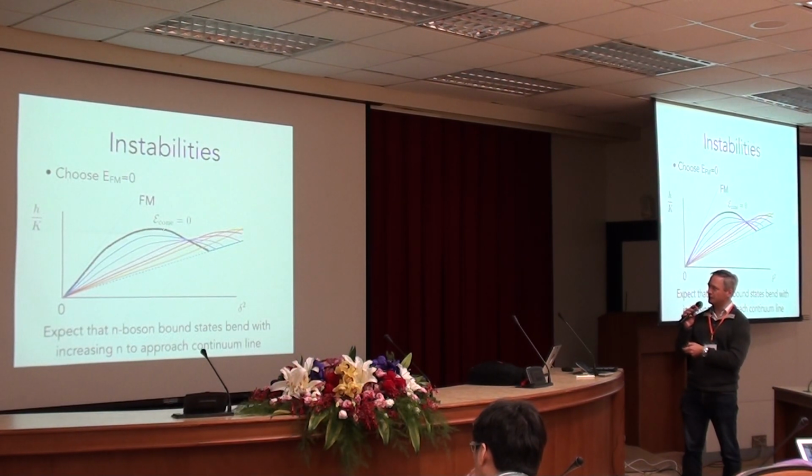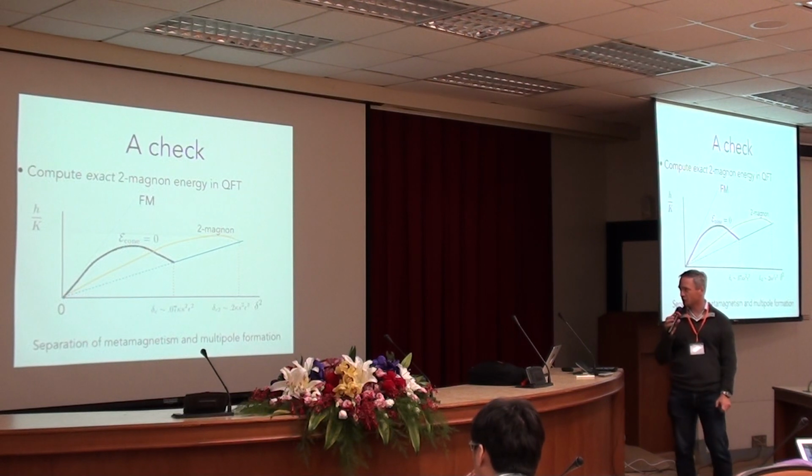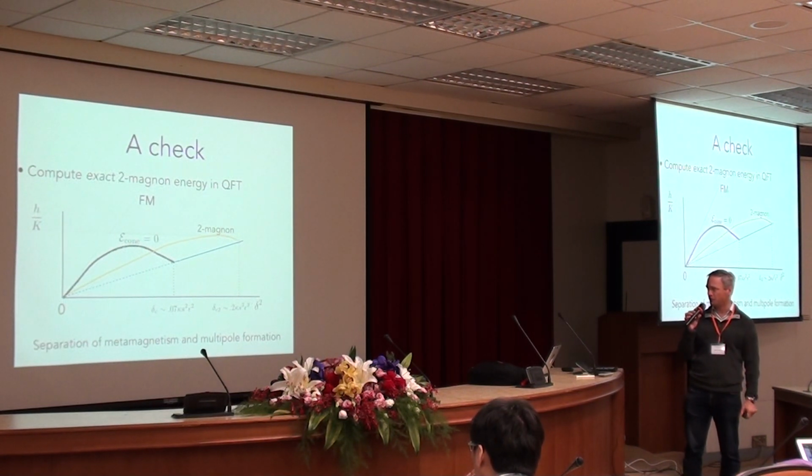And now, as we approach from high field, it will really depend on the value of delta, which is the dominant first instability. If we're at high delta, we'll hit the 2-magnon bound state first. At smaller delta, we'll hit 3. At smaller delta, we'll hit 4, etc. So can we actually check this? It relies on some kind of scaling arguments for this field theory.